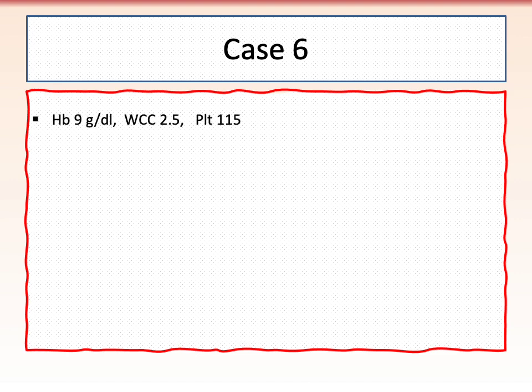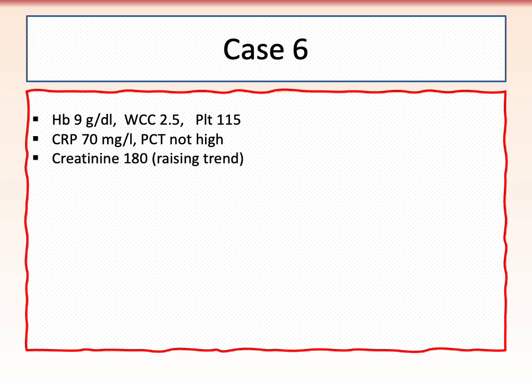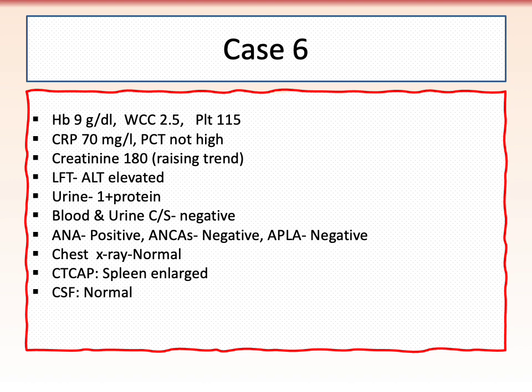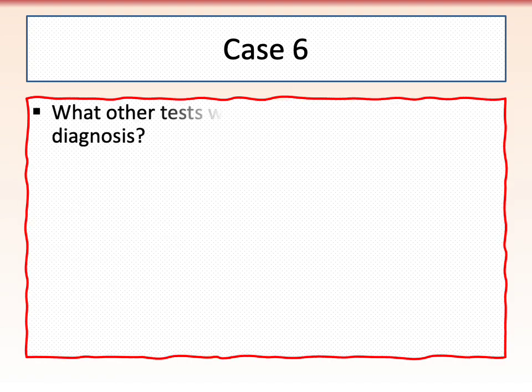Investigation revealed that hemoglobin, white cell count, and platelet were low. CRP was elevated with procalcitonin normal. Creatinine was high with a rising trend. ALT was elevated. Urine showing 1+ protein. Blood culture and urine culture were negative. Autoantibodies including ANA, ANCA, and APLA were negative. Chest X-ray was normal. This was followed by a CT scan which revealed mild splenomegaly. Later on, a lumbar puncture was done that revealed that CSF is normal and MRI brain was normal.